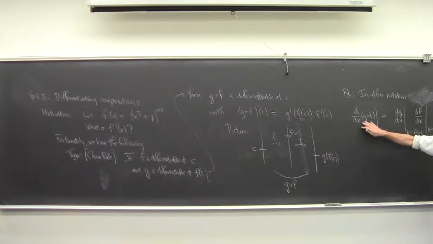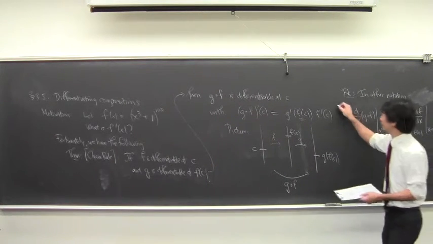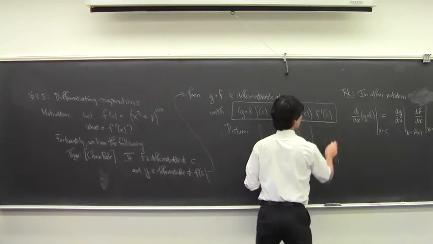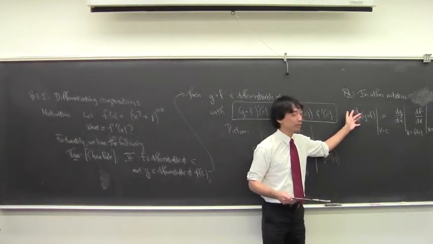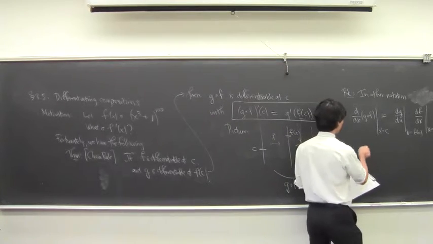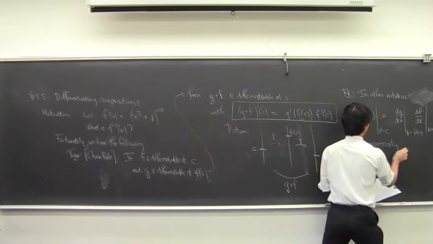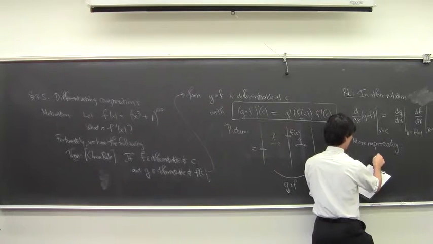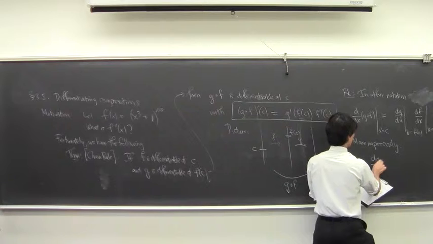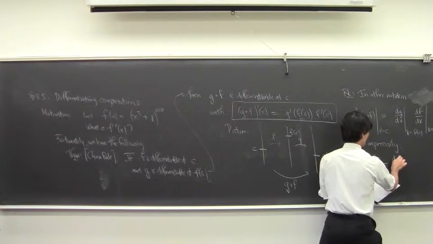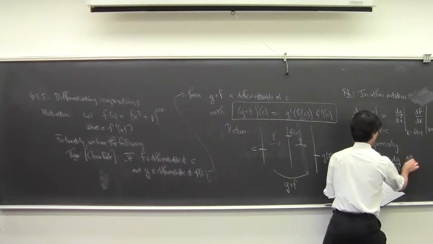The derivative of the composition equals the derivative of g with respect to its variable at f equals c, times the derivative of f at x equals c. I personally like this. This seems cleaner to me. But this is one way of writing it. More imprecisely, you'll see people write this sort of thing: dg dx equals dg df times df dx.